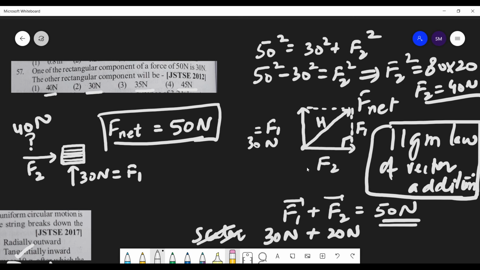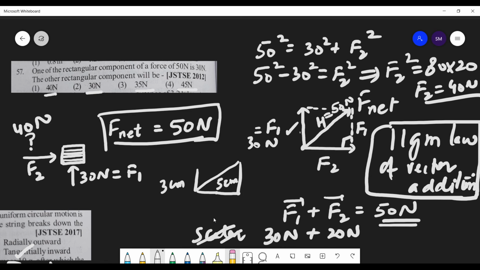So if you want to add vectors, what will you do? This is 30 Newton. Take one side as 30 Newton and the diagonal is 50 Newton. Take this as 3 centimeter, 30 Newton, and take this as 5 centimeter, 50 Newton. The resultant is 40 Newton. That's absolutely correct.